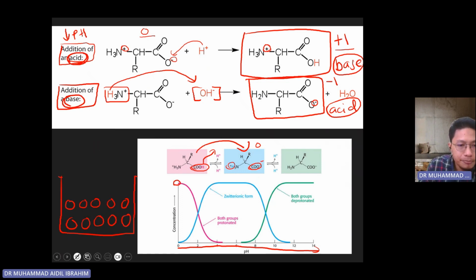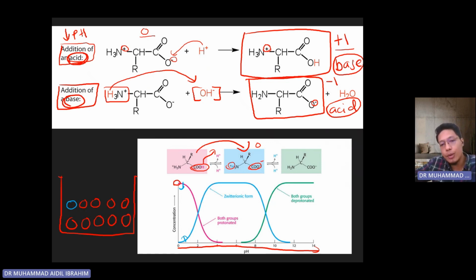So for example, right here, let me just change the color. Out of the 10, 1 of the amino acids has started to become a zwitter ion because it has been deprotonated. Why has it been deprotonated? Because the pH has started to increase, which means the concentration of hydroxyl ion has started to increase. So for example, like this. If you see here, the zwitter ion has increased here because 1 has become a zwitter ion, but the protonated form has decreased. So it is decreasing here.